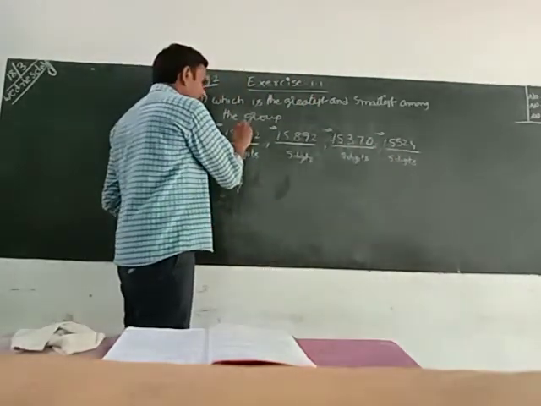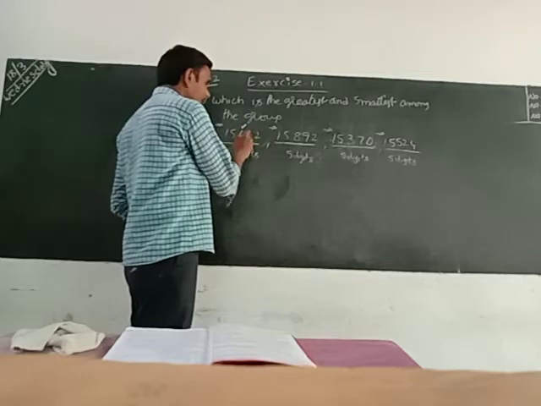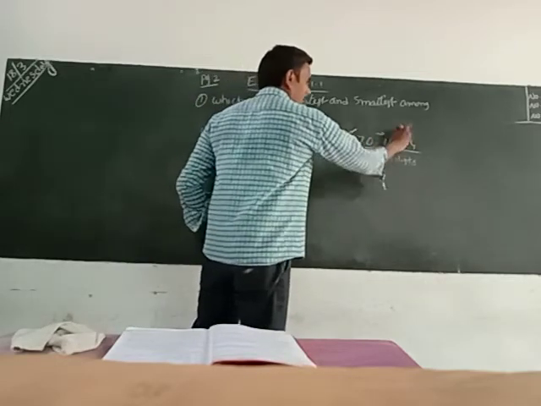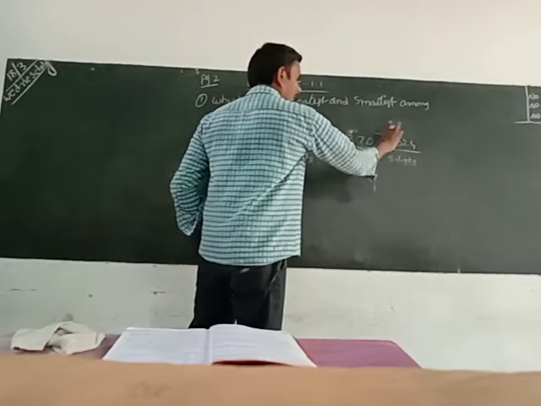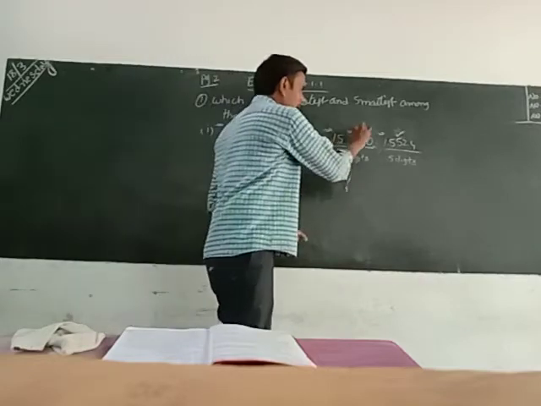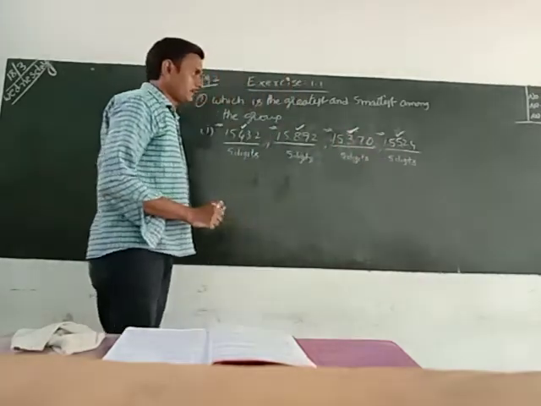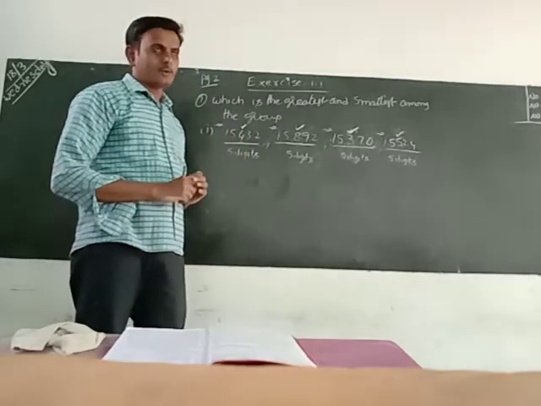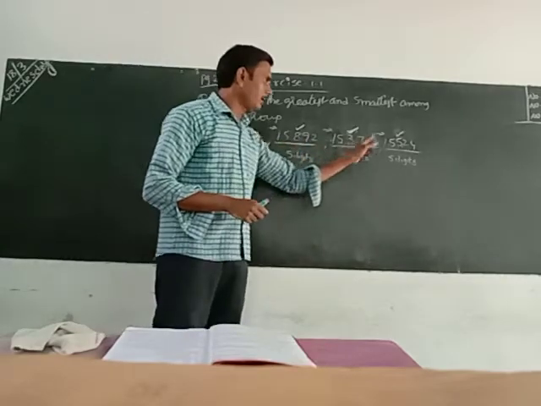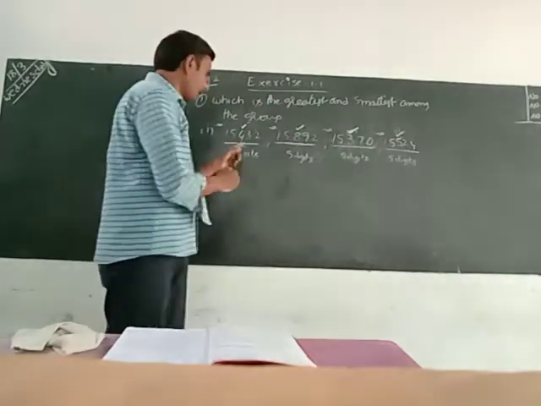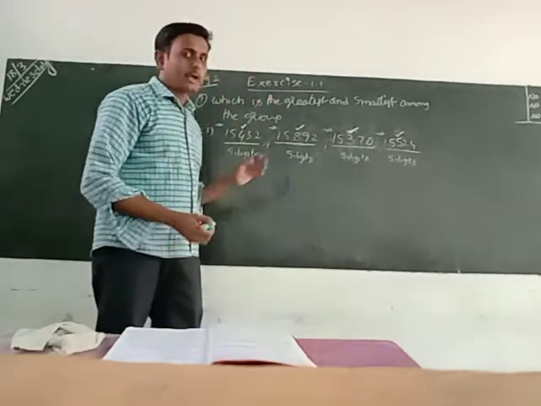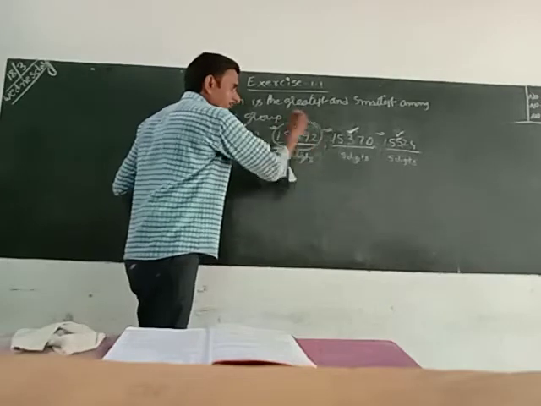Different digits are there: 4, 8, 3, 5. See here, the 4 numbers have different digits. Whenever the 4 numbers have different digits, now compare 4, 8, 3, 5. Which is the bigger? 8 is bigger. So this is the biggest number.